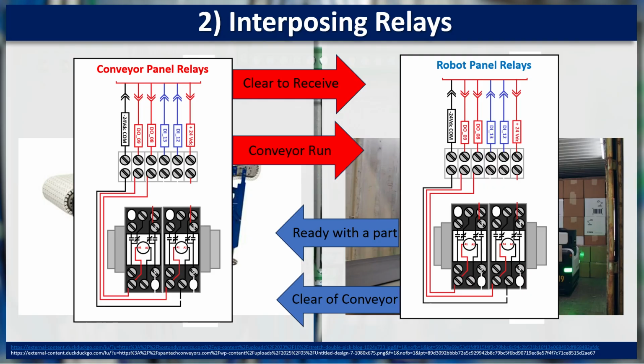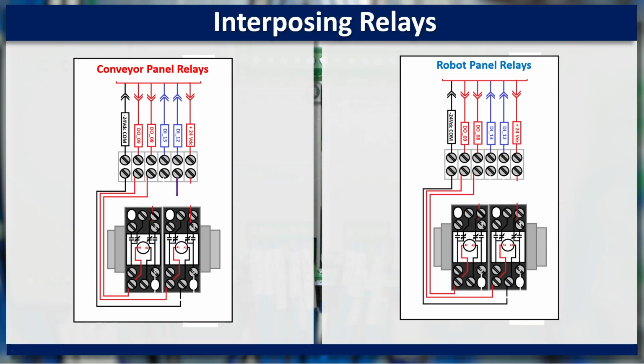It will receive 2 bits of information from the robot: 1, ready with a part, and 2, clear of conveyor. The conveyor will send out 2 bits of information to the robot: 1, clear to receive, and 2, conveyor run. Each machine has their own set of relays that they will be controlling.